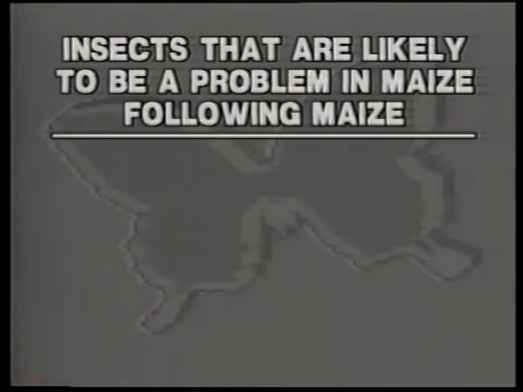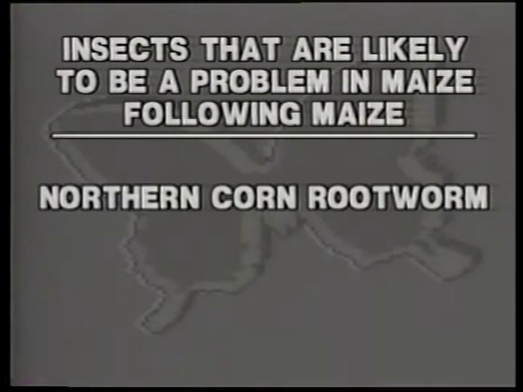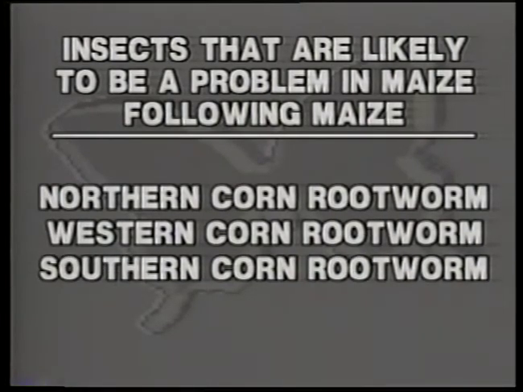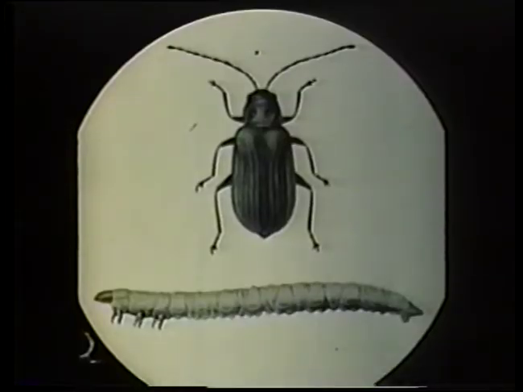Root-damaging insects that are likely to be a problem in maize following maize include the 3 species of rootworms: northern corn rootworm, western corn rootworm, and southern corn rootworm. These 3 types of rootworms have several similarities. They are major pests of maize. The life cycles are complete, and the adults are beetles. The larvae are similar in appearance and difficult to distinguish apart. The primary damage of the larvae is from root feeding.